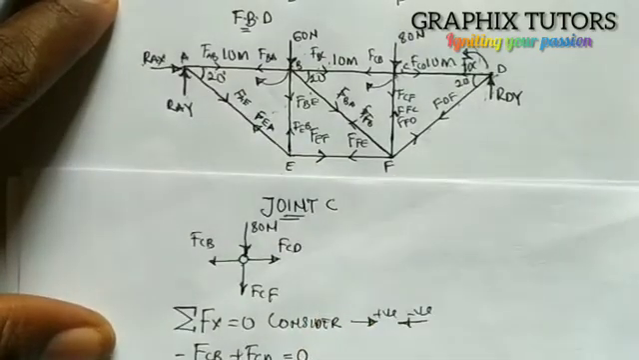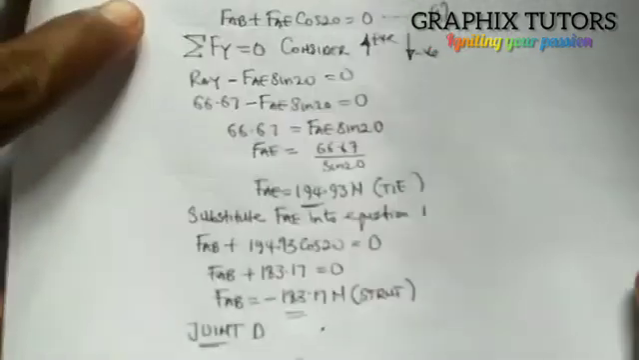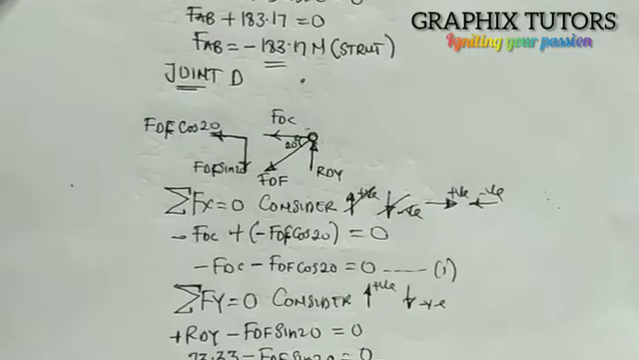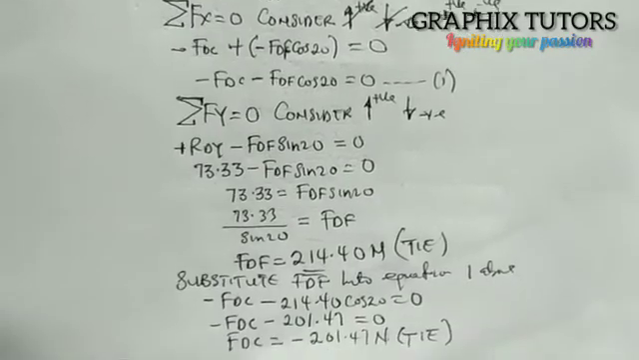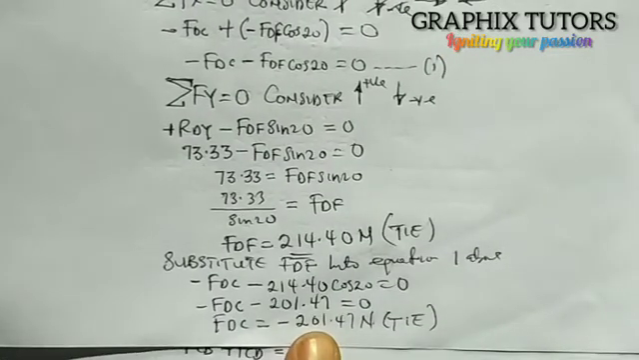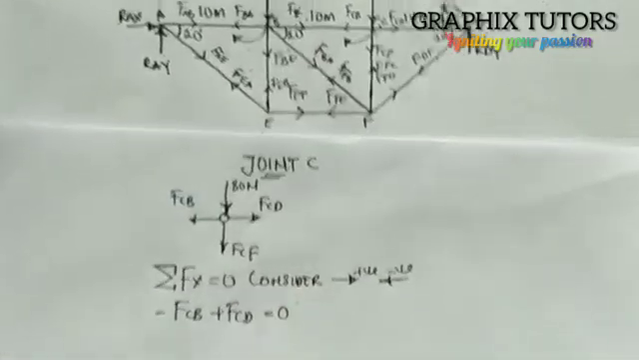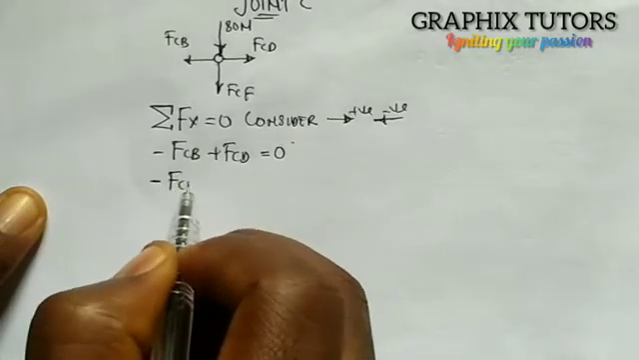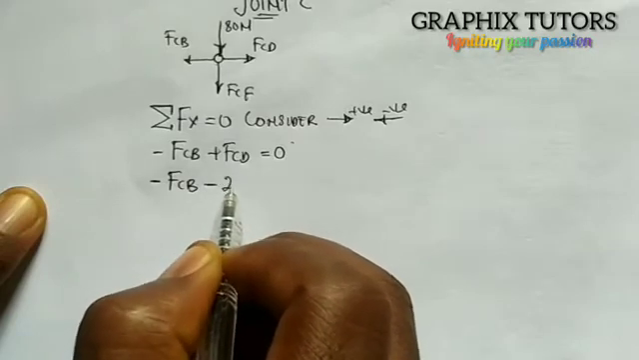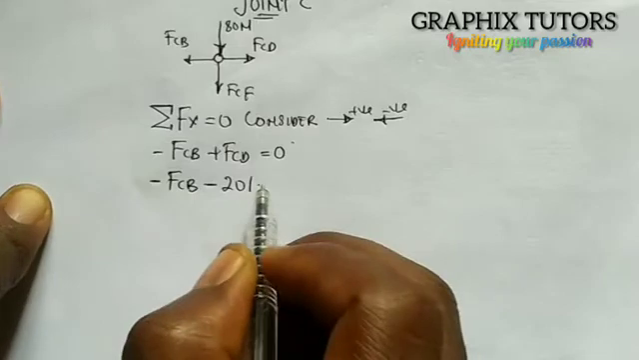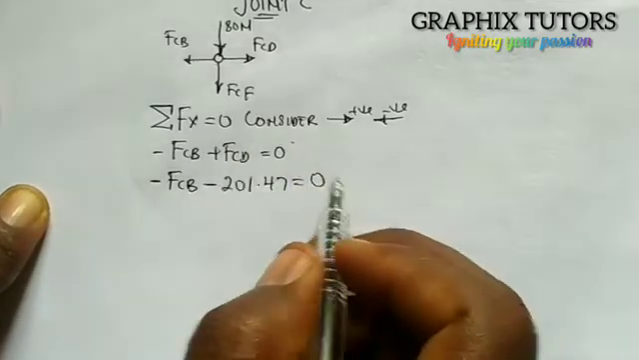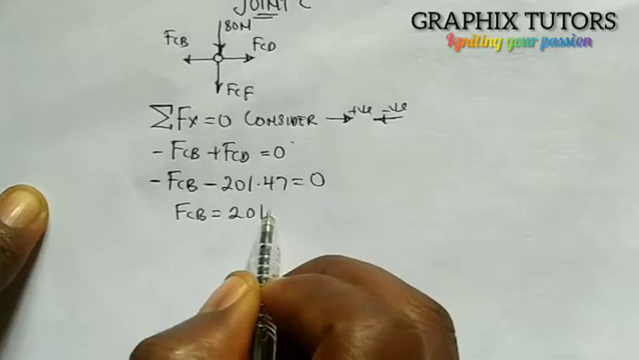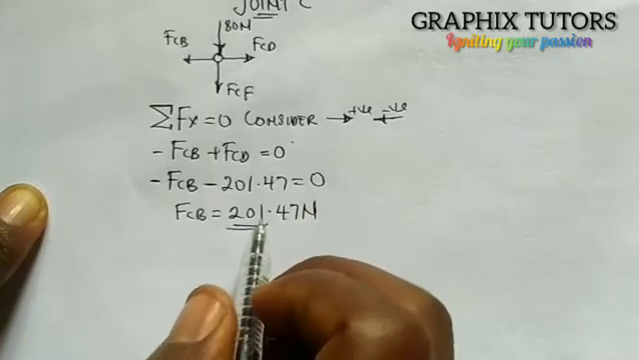FDC, right? So what we calculated for FDC here, we had negative 201.47. Can you see that? So I'm going to input it here: negative 201.47. So we have minus FCB minus 201.47 equals 0. So when it's coming here, my FCB will be equal to 201.47 Newton. That is the FCB.